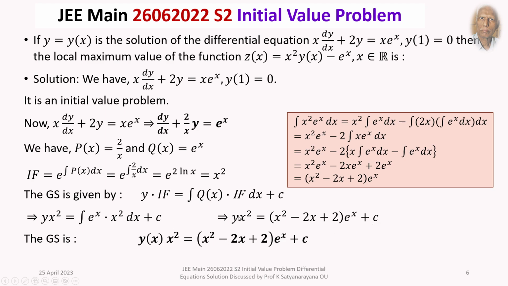So y of x, because y is a function of x, y of x into x square is equal to x square minus 2x plus 2 whole into e power x plus c. Agreed. That is the general solution of the given differential equation. So we take the initial condition and evaluate c in the next slide.